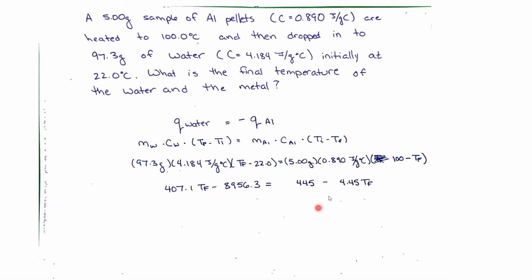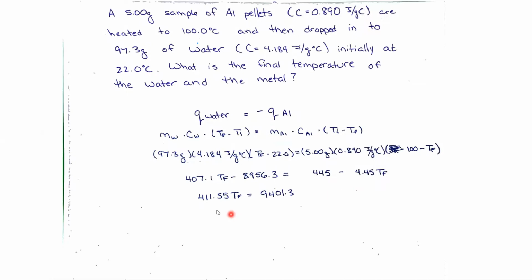That's equal to the product of 5 and 0.895, and then multiplying it by 100 is 445, and by itself is 4.45 times TF. So now I've got this expression, and all it is is trying to get the TFs on one side and the numbers on the other side.